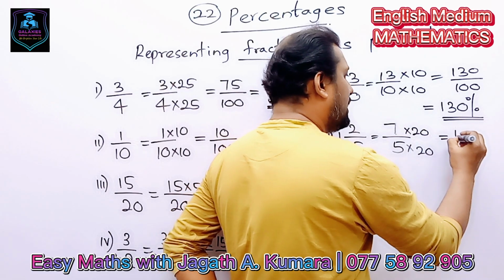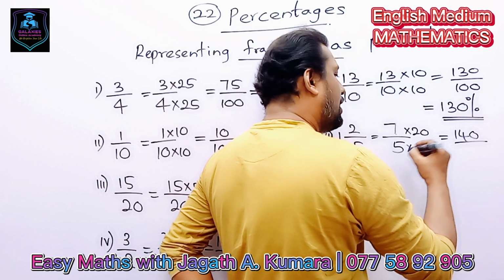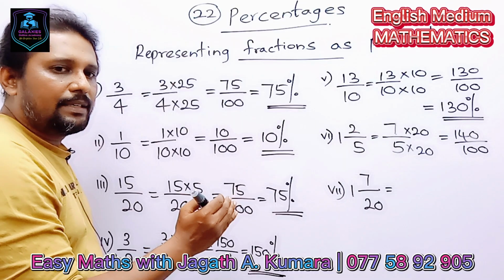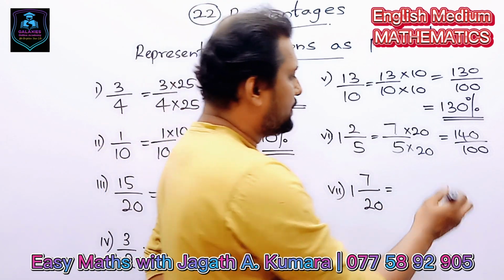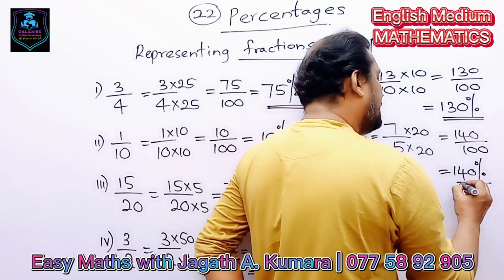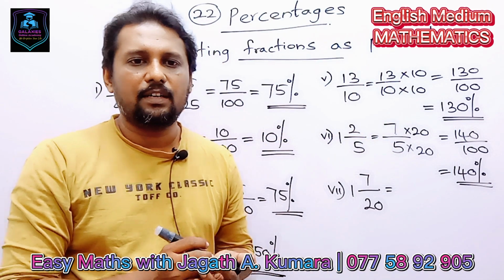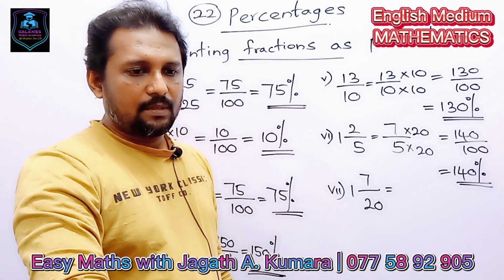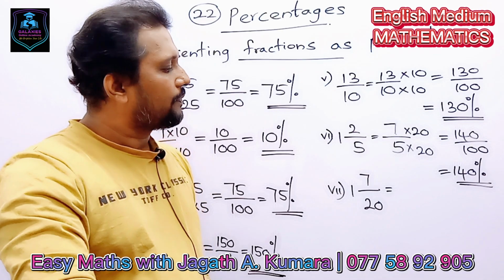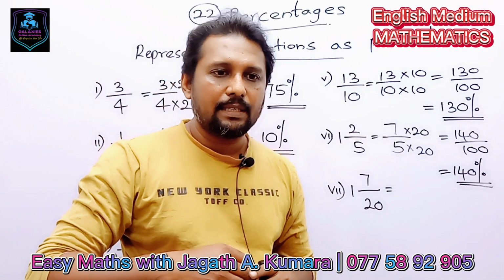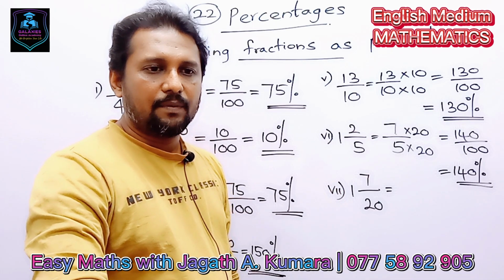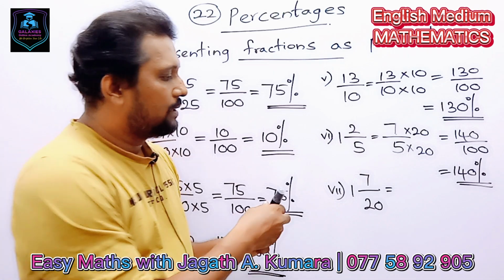7 multiply 20, 140. 5 multiply 20, 100. Then we can write as the percentage the answer 140%. 140%. Easy, no? Not difficult, right? Clearly you can do. Right. Next one, look at also the mixed number given. First you have to convert into improper fraction.